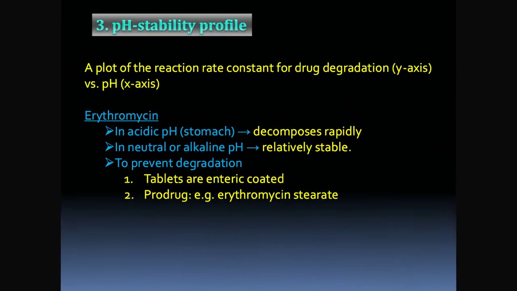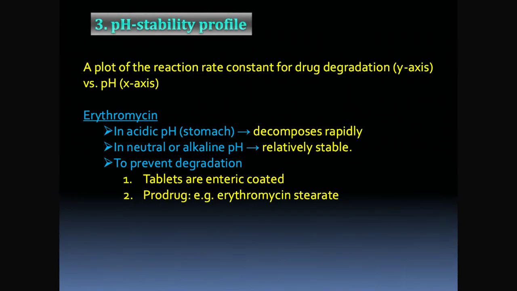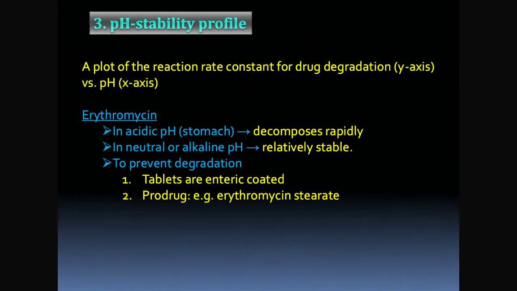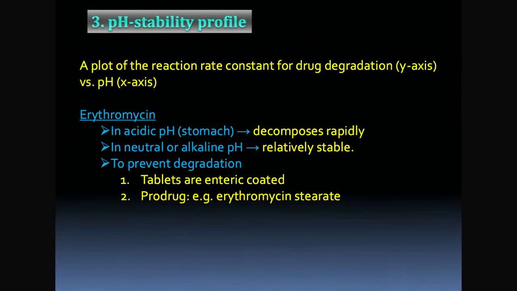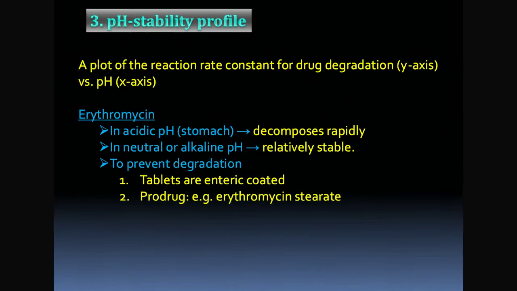To bypass this acidic instability, we either apply an enteric coating to shield the tablet from gastric fluid, or utilize a prodrug like erythromycin stearate, which chemically alters the molecule to resist degradation until it reaches the absorption site. How does this shift in the reaction rate constant fundamentally change our choice of dosage form design?